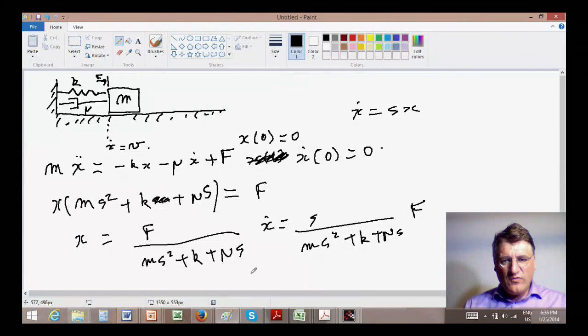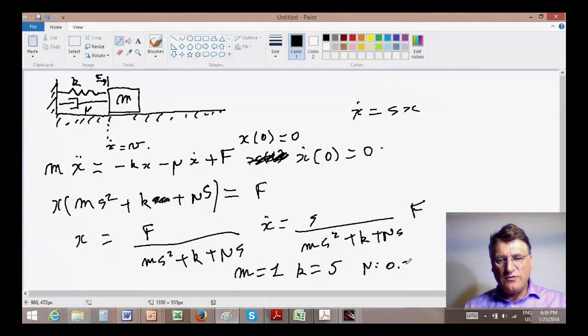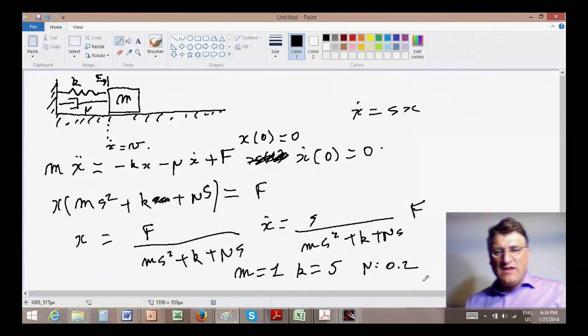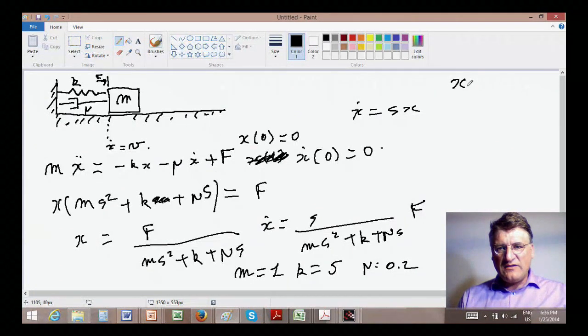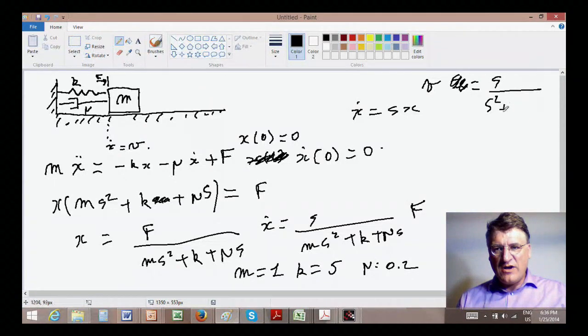Now we're going to choose m is equal to 1, k is equal to 5, and mu is equal to 0.2, for the sake of it. Now, if this is so, then our transfer function will be x dot, which I'm going to call v, you add the hats wherever you need to, is equal to s divided by s squared plus 0.2 s plus 5.